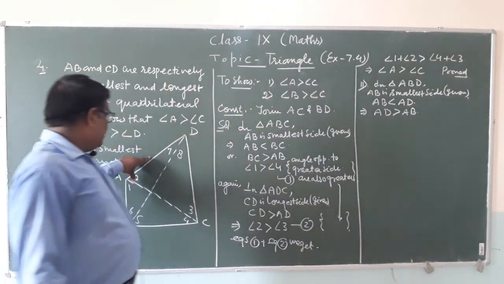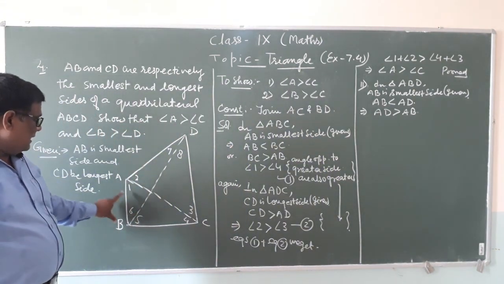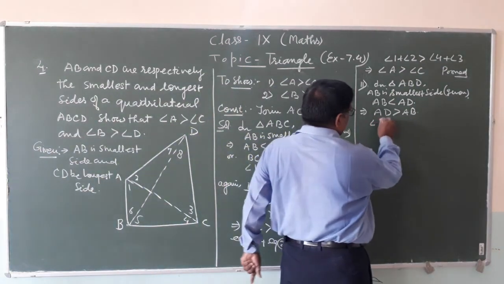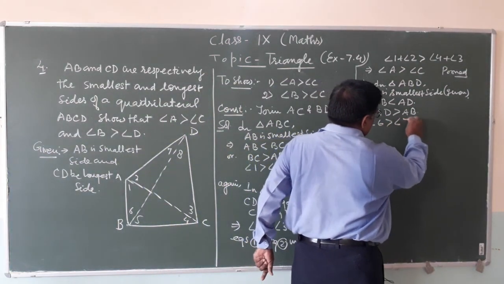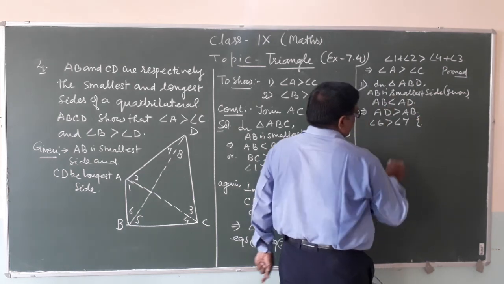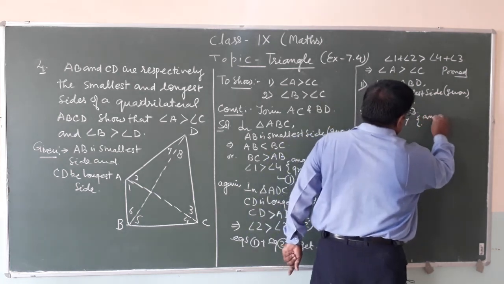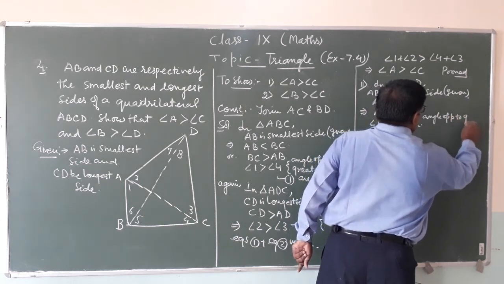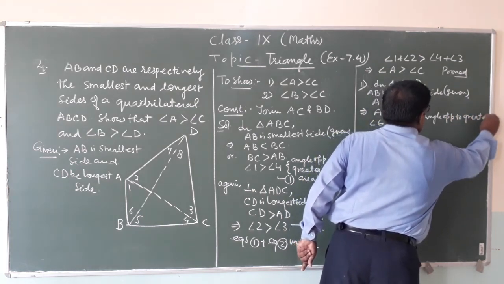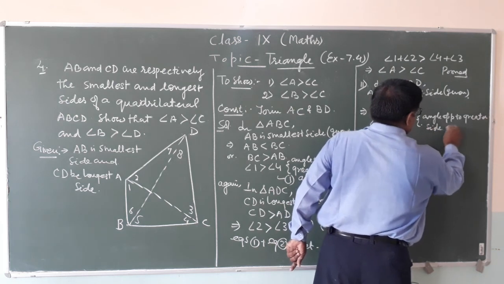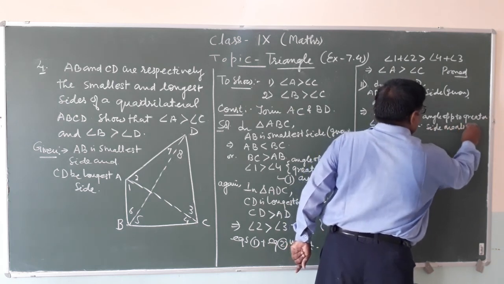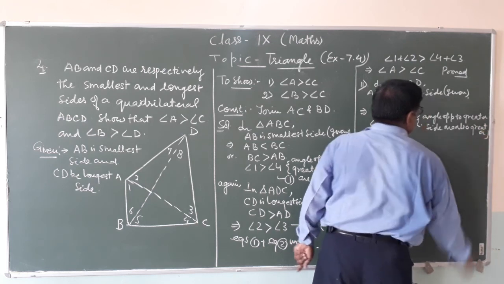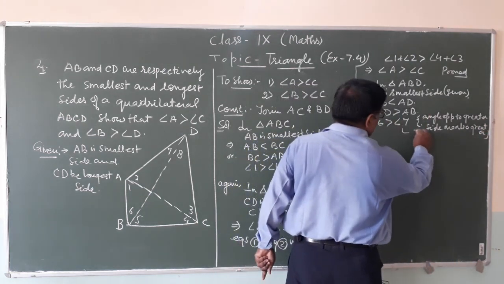What is the opposite angle of AD? That is angle 6, and of AB, that is angle 7. So, angle 6 is greater than angle 7. Our reason is that angles opposite to greater side are also greater. Okay, this is equation 3.